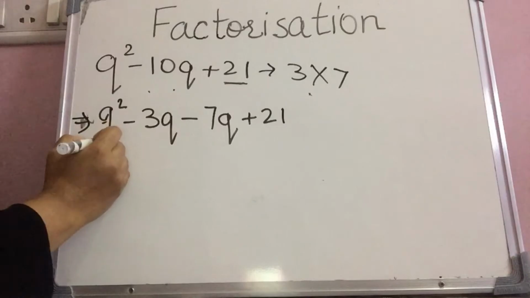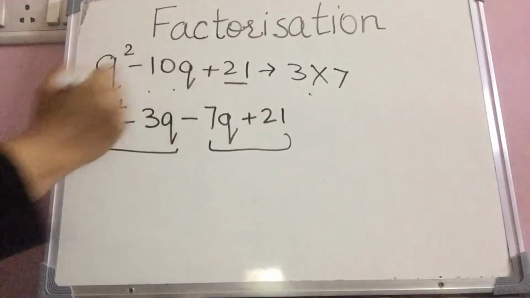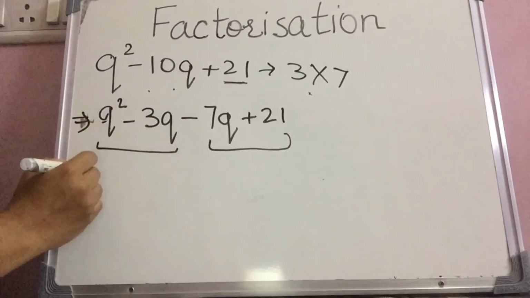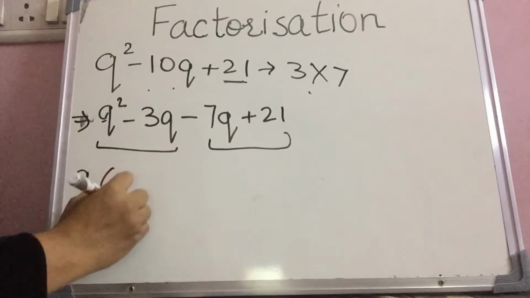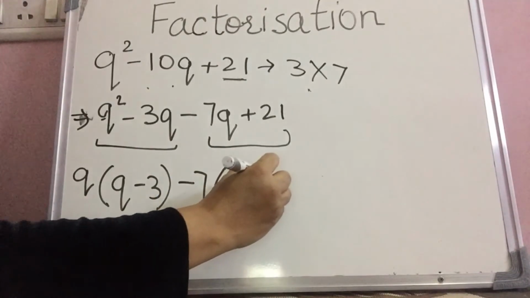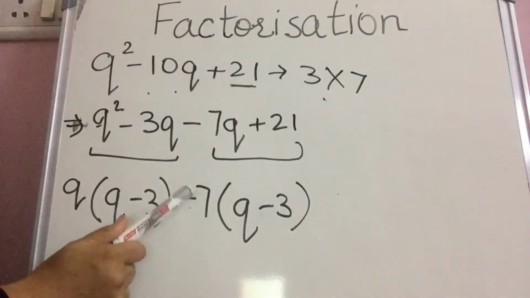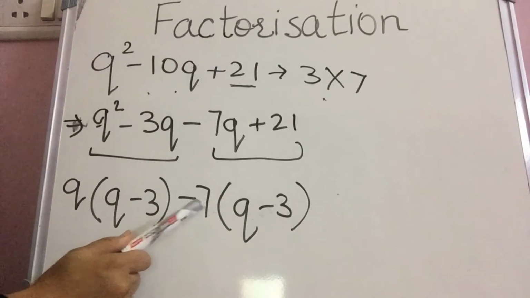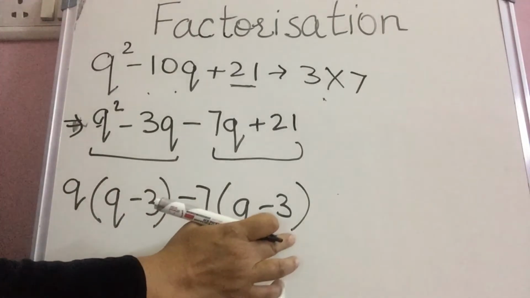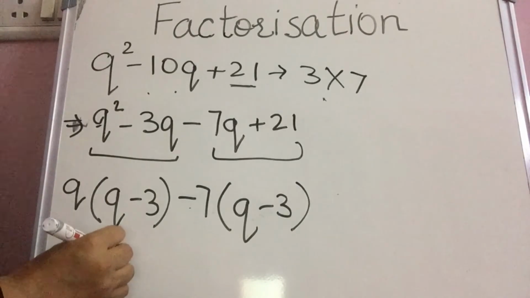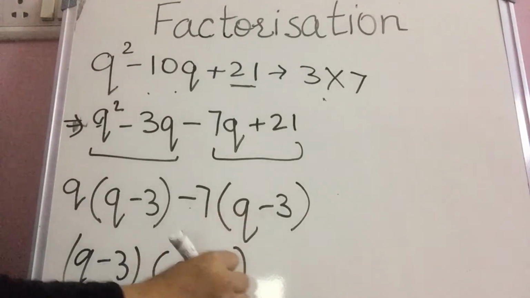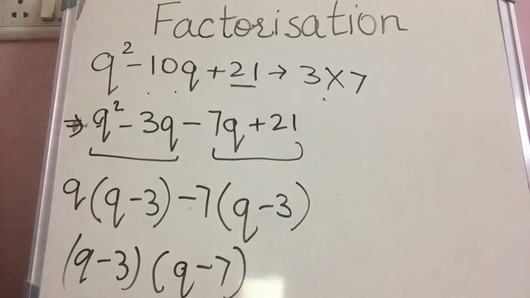Now by the regrouping method, we'll take these two terms and these two terms together. We'll take q common from this outside the bracket, q minus 3, and from here minus 7, q minus 3. I have told you earlier also that if we take a minus sign outside the bracket, then all the signs inside the bracket are changed. Now we have these two terms. We'll take q minus 3 common, and the other bracket will be q minus 7. So these are the two factors of this question.